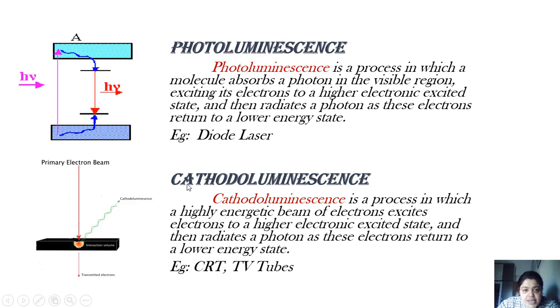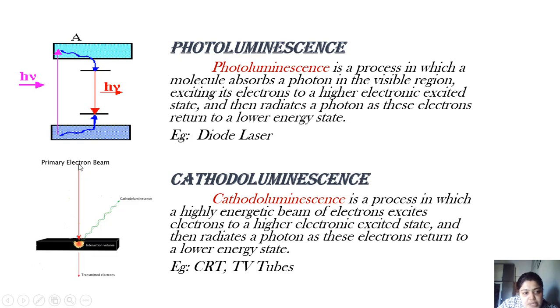Now next is cathodoluminescence. In first semester you've worked on the DSO, that is the digital storage oscilloscope. The earlier version of a DSO is the CRO, that is the cathode ray oscilloscope, or the earlier versions of televisions which had a bulged screen, they also use this phenomenon. It is known as cathodoluminescence, where the excitation of electrons occurs with the help of a highly energetic beam of electrons.